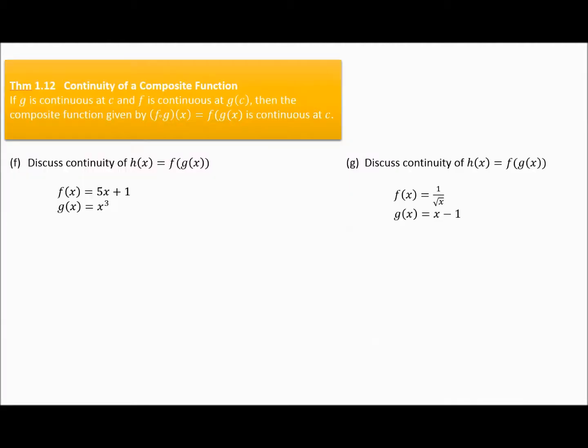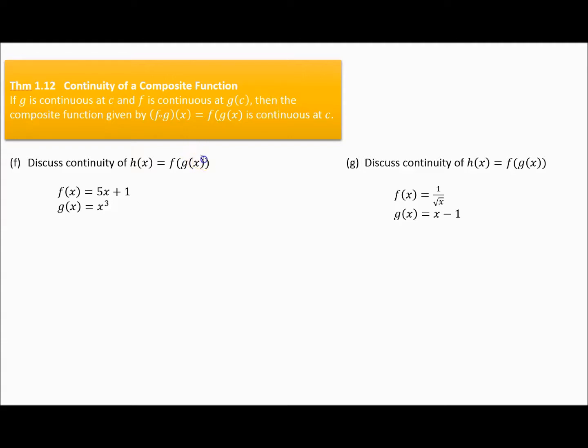Okay, here's another very helpful theorem. Theorem 1.12, continuity of a composite function. It says if g is continuous at c and f is continuous at g of c, then the composite function f composite g of x, or f of g of x, is continuous at c. All right, let's break that down with an example. I think that's going to make more sense. So it says if g is continuous at c and f is continuous at g of c.